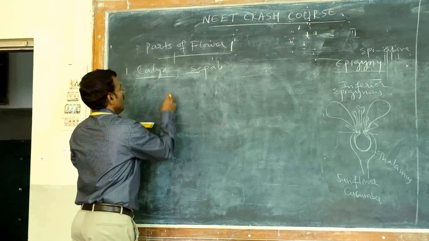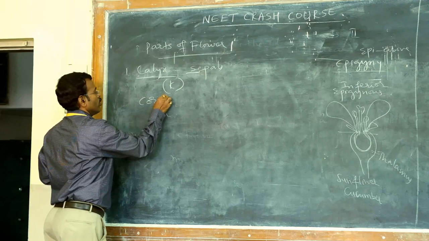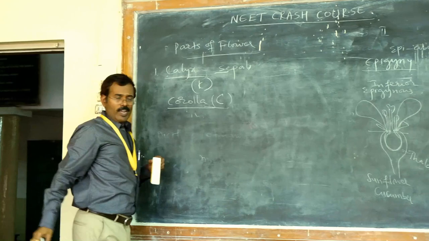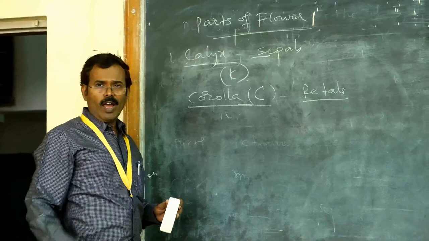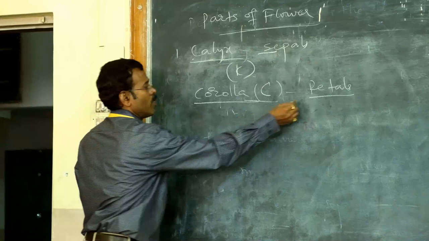The next whorl is the corolla. Corolla is denoted by capital C. Corolla is made up of mainly petals. As I mentioned earlier, the number of petals is variable: in case of dicot, 4 or 5, or a multiple of 4 or 5, and in case of monocot, it can be 3 or a multiple of 3. So it is made up of petals.